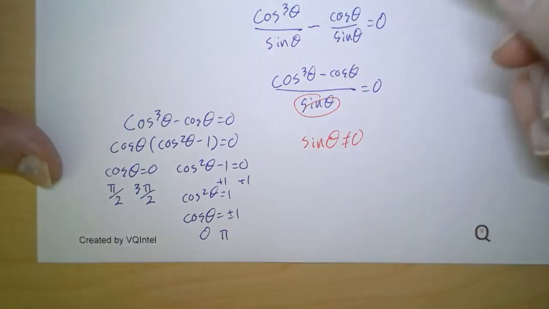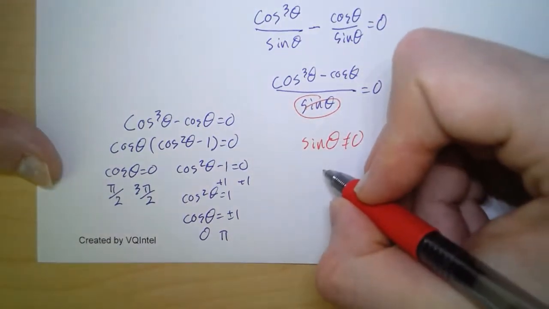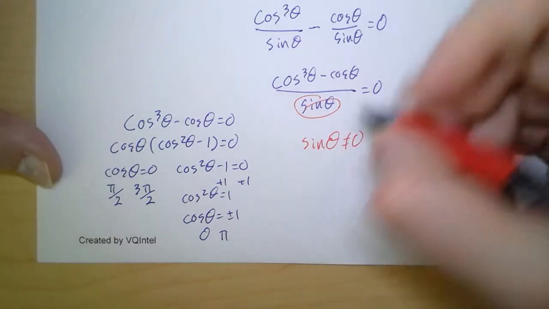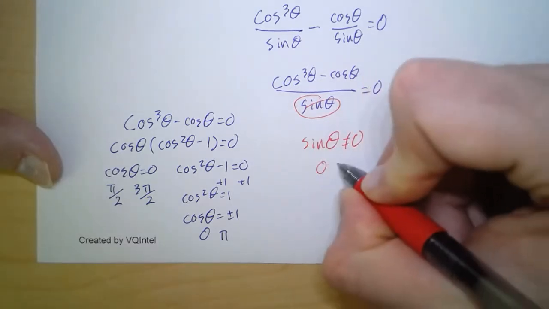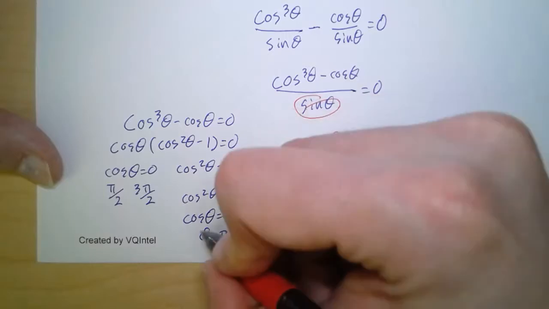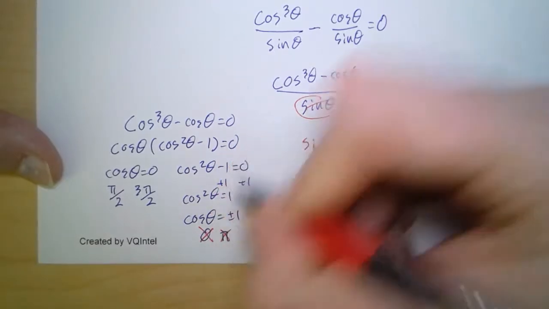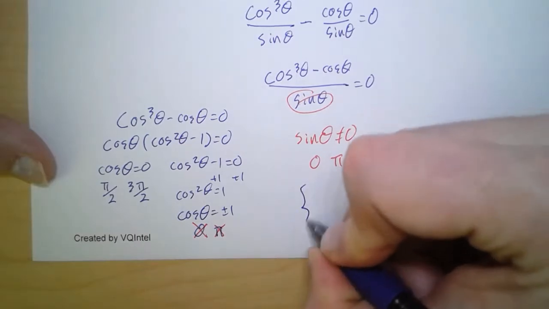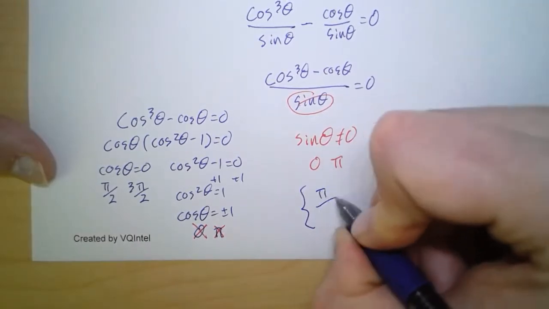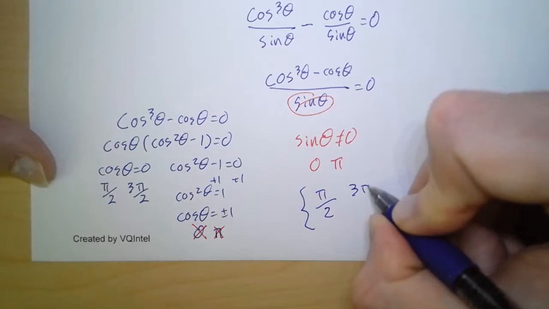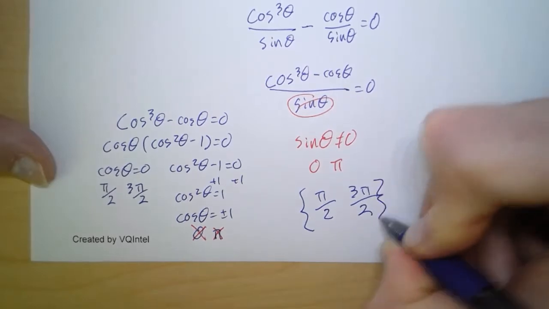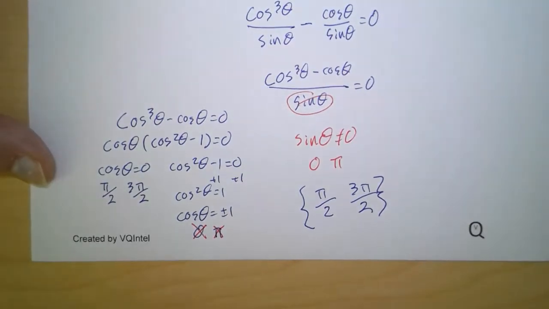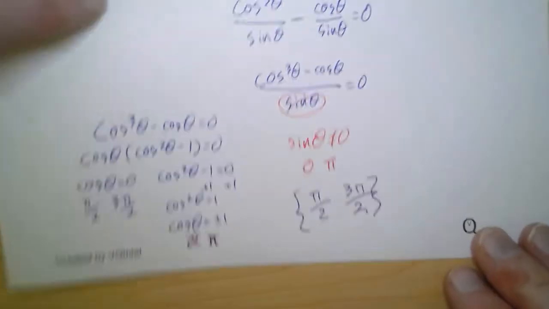So where does that happen? Well, that happens, if we look on our unit circle, where the y value is 0, that happens at 0 and at pi. So that crosses off these two answers. But it still leaves these. So unlike number 3, this does have solutions at pi over 2 and 3 pi over 2. Those are our two answers for this problem.